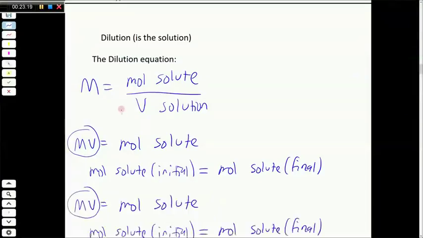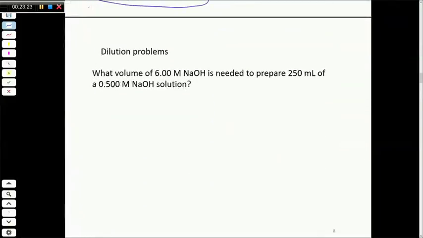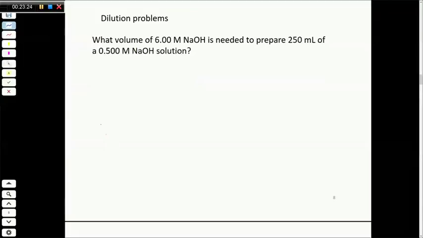Alright, so let's just do a couple of example problems. Let's say we have a sodium hydroxide solution that's 6.00 molar, and we want to end up preparing a 250 milliliter solution that's 0.5 molar. So how much of this concentrated solution are we adding to make 250 milliliters of the 0.5 molar solution?